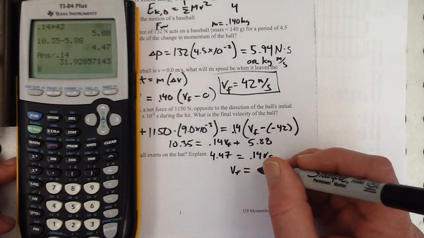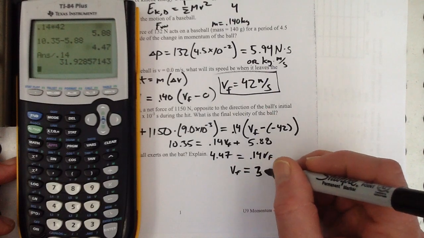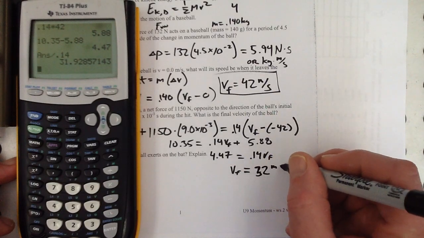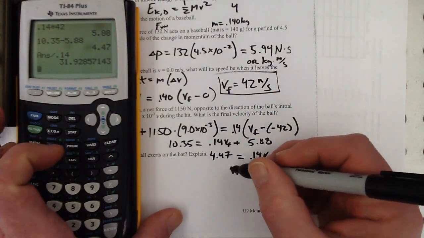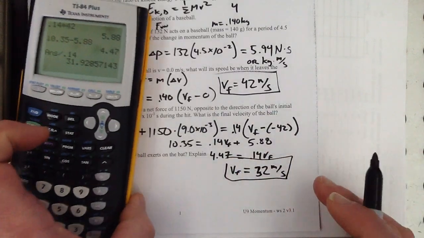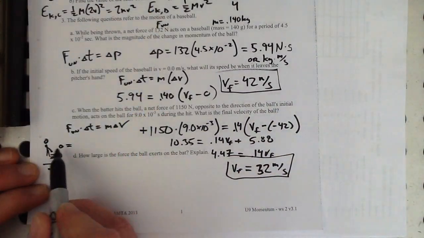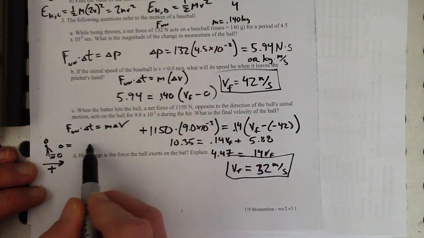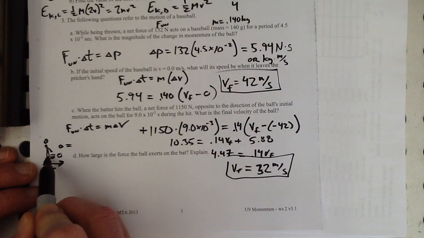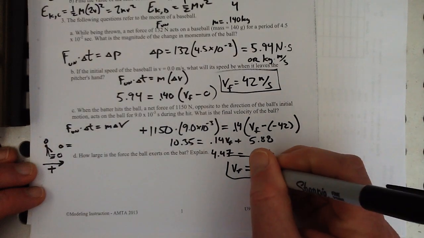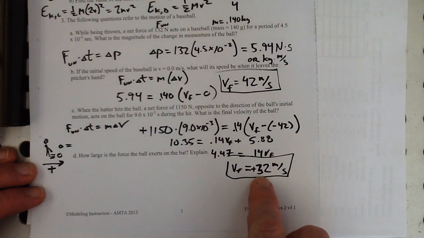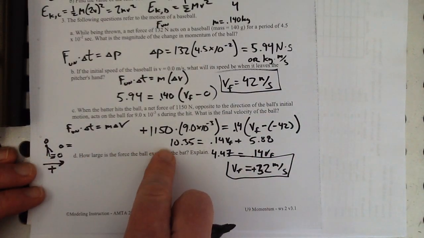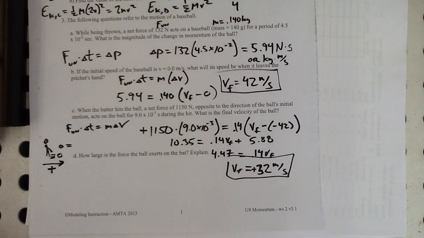I'm going to call that 32 meters per second. Does that answer make sense? The ball's coming in this way with its initial velocity of 42. We call that negative because it was coming this way, and then it comes out in the positive direction with a velocity of 32 meters per second the other way. Yes, that makes sense.